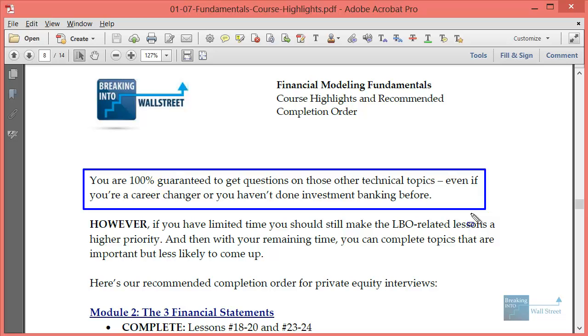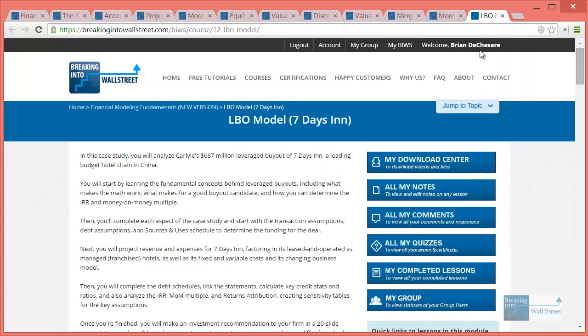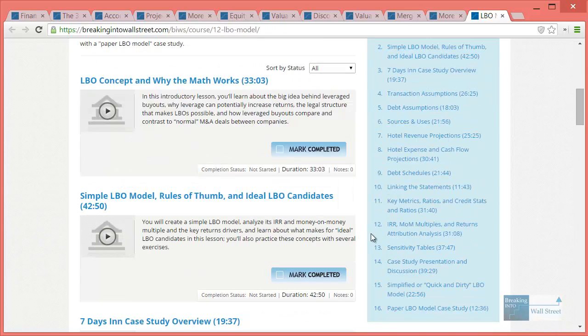The other issue with just going straight to the LBO related lessons is that if you don't understand some of these other concepts, such as equity value and enterprise value, understanding something like the returns analysis in an LBO is going to be very, very difficult. So you have to have some type of grounding in the other topics first. It's no coincidence that the LBO modeling modules and lessons are toward the end of this course, because you really need to understand a lot of the other concepts first.